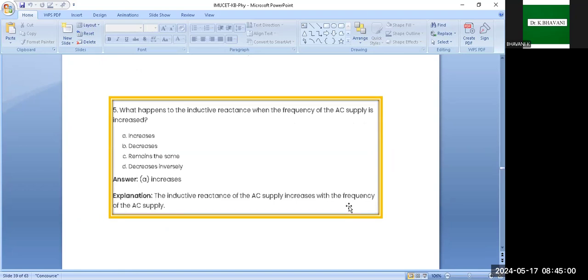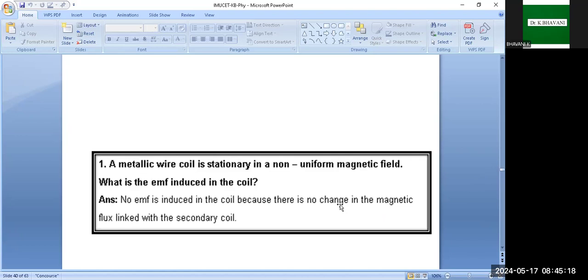Next, what happens to the inductive reactance when the frequency of the AC supply is increased? When the AC supply frequency is increased, the inductive reactance also increases. So the answer is A, increases. Next, a metallic wire coil is stationary in a non-uniform magnetic field. What is the EMF induced in the coil? No EMF is induced in the coil, because there is no change in the magnetic flux linked with the coil. That's all.